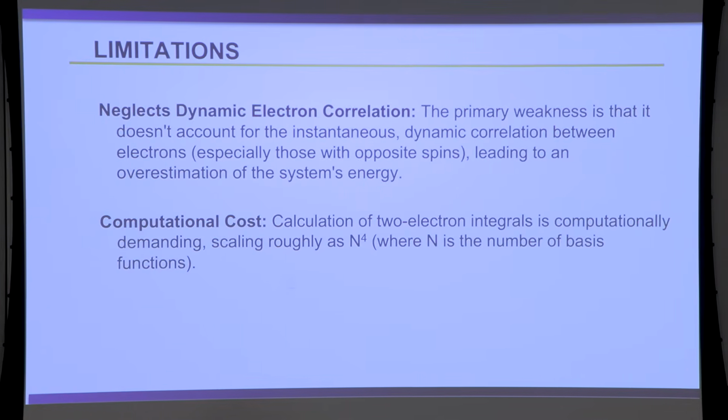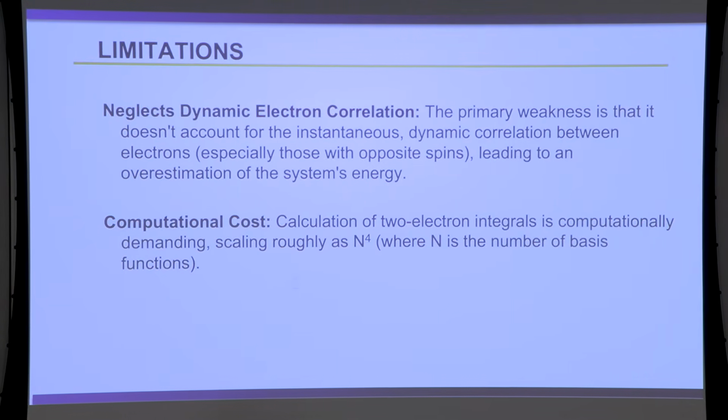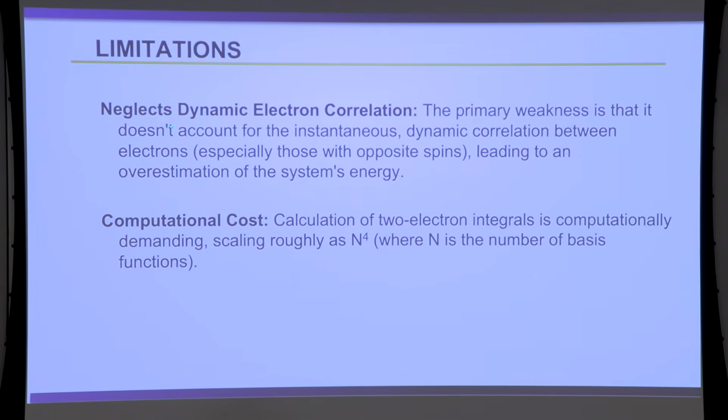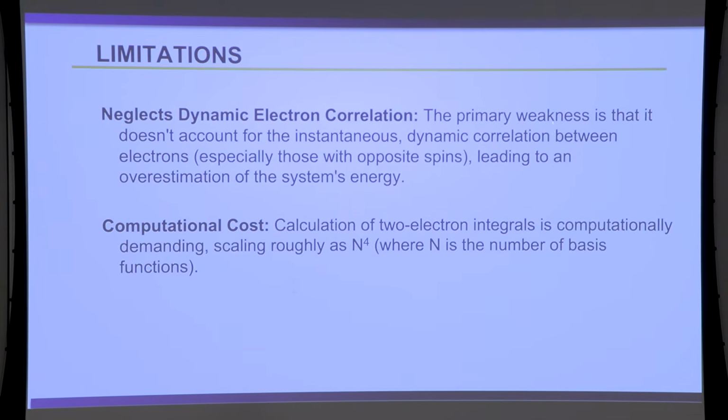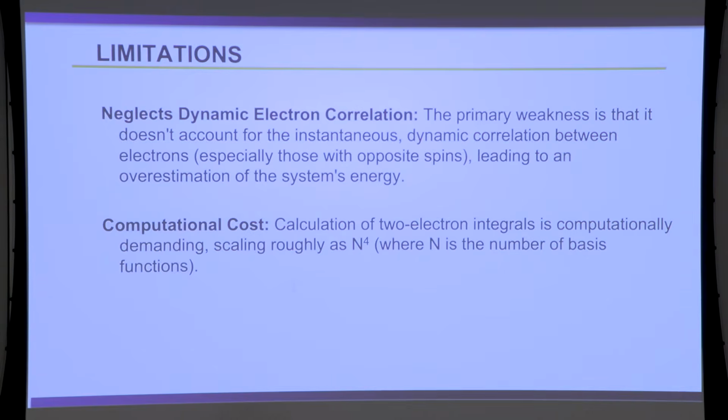What are the limitations of R3-FOCs? We talked about Born-Oppenheimer. Let's look at this one now. It neglects the dynamic electron correlation. So the primary weakness is that it doesn't account for correlation between electrons, especially when you have different spin. And so you overestimate the energy of the system. Computational cost: calculation of 2-electron integrals is demanding, and they scale as n to the 4th, where n is the number of basis functions, okay?